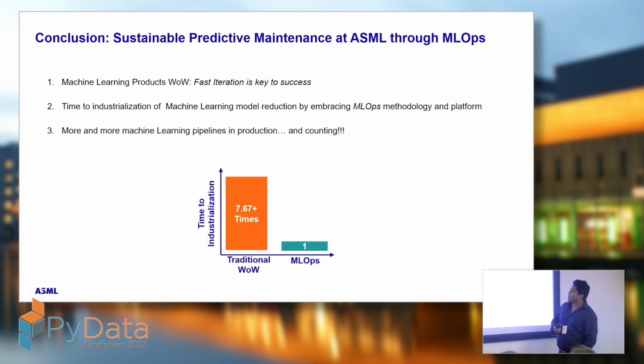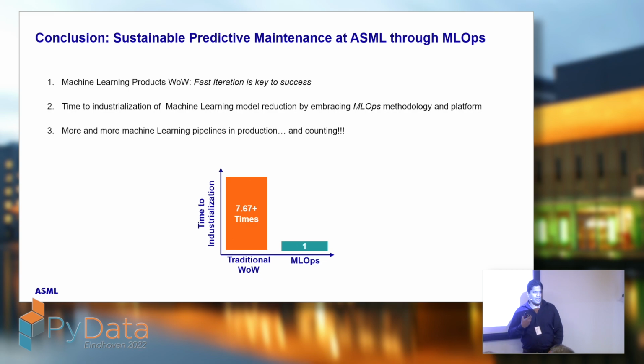Now, in conclusion, many of you might be working on machine learning products. Never ever try to succeed in the first attempt. You need to iterate. Iteration is key, and fast iteration is key to success. Industrialization of models is also important. Keep that in mind always.